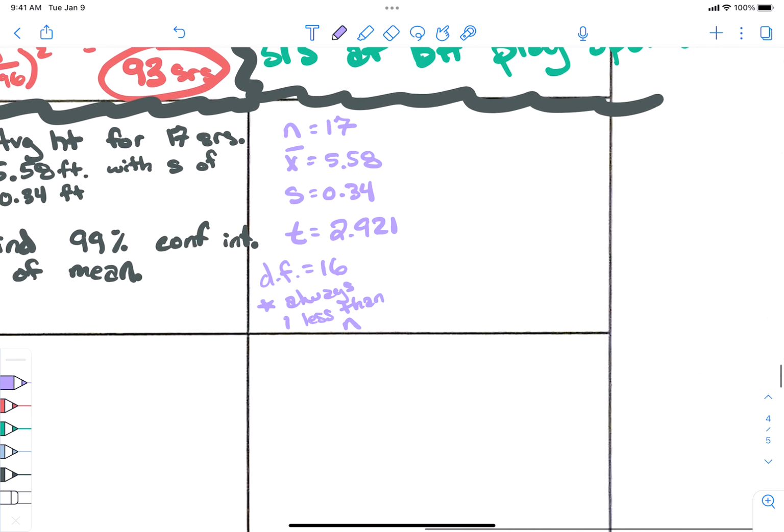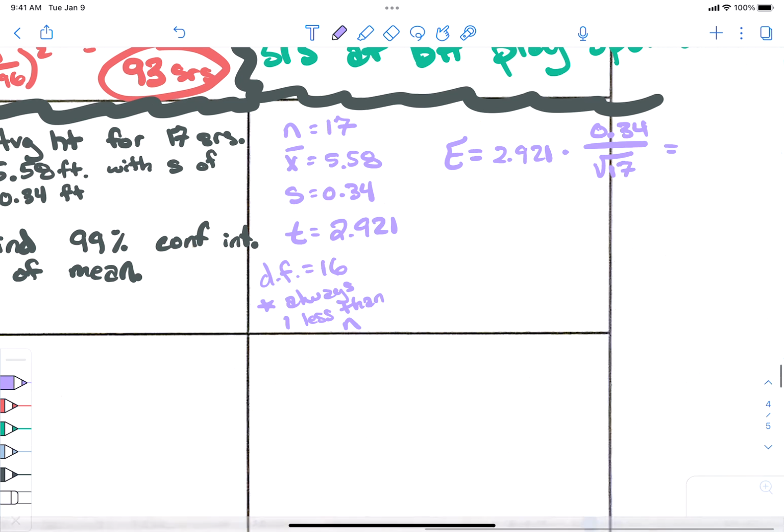All right, here we go. E is 2.921 times s over the square root of n. Square root of 17, s is 0.34. And then we calculate the error. I'm working awful slow right now. It wouldn't hurt to type it in, to practice typing it in.